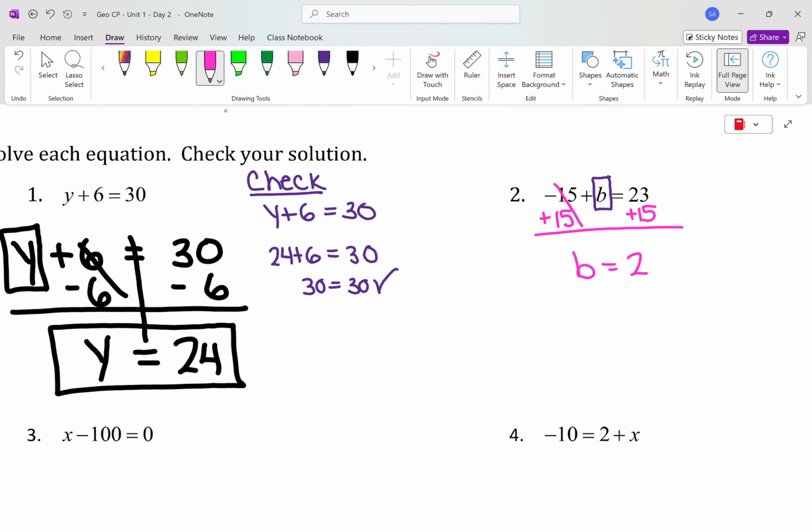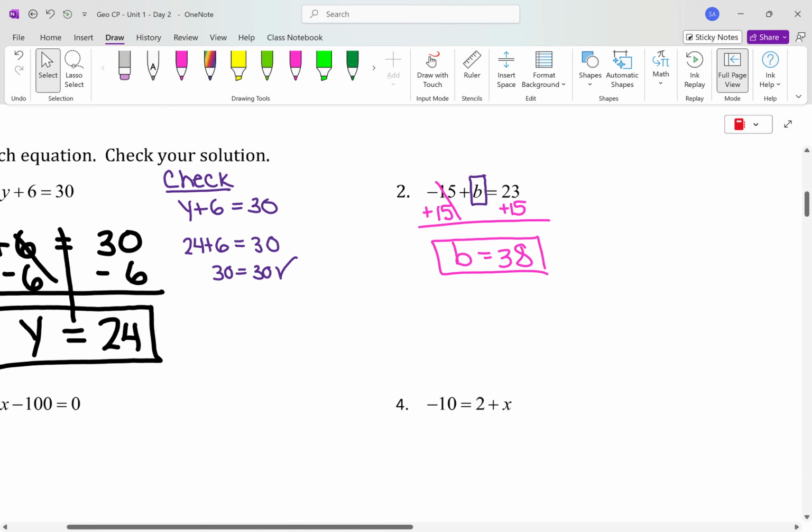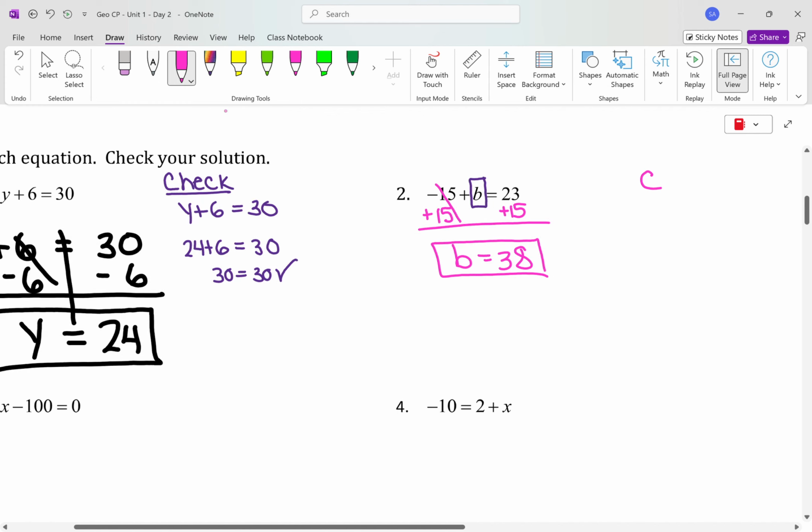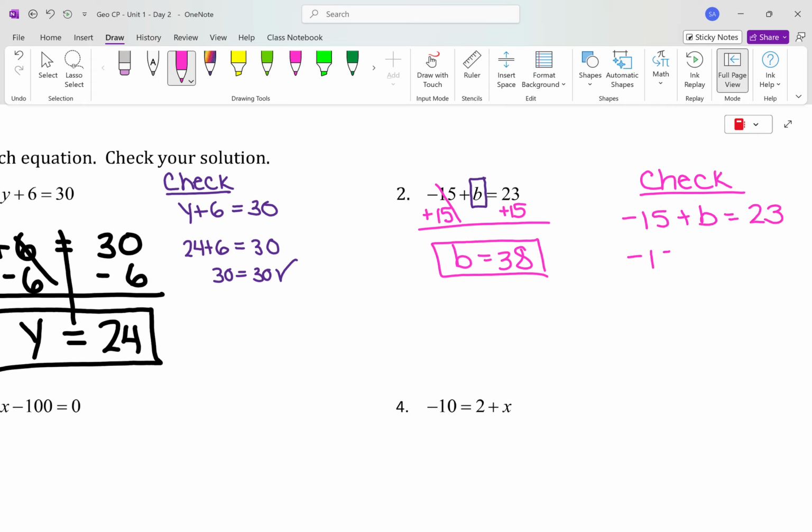We're going to add 15 to both sides. So b is equal to 38. And now we check this. So I want to know, negative 15 plus b, does that equal 23? Well, negative 15 plus 38, does that equal 23? Yeah, when you add a negative and positive number, you're subtracting. So 38 minus 15 is in fact 23. So we know we did this correct.